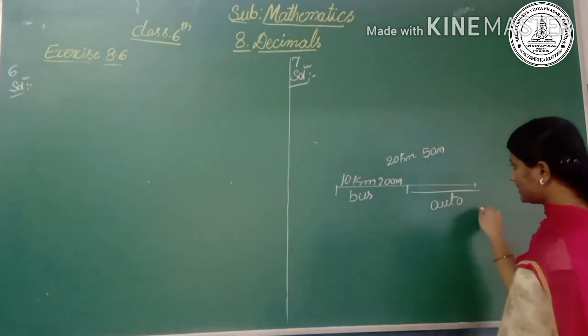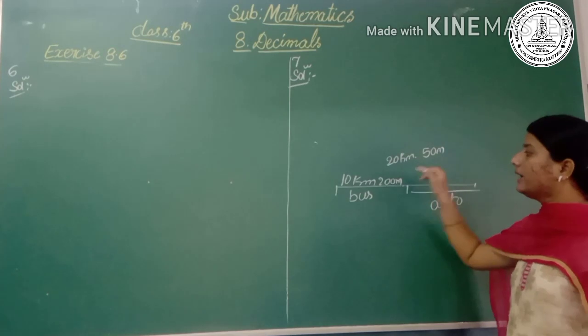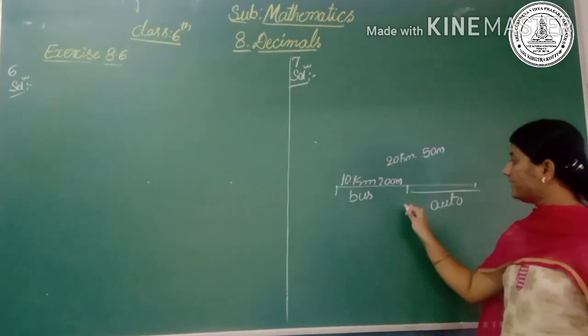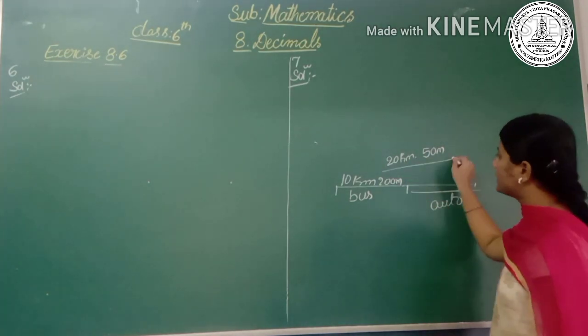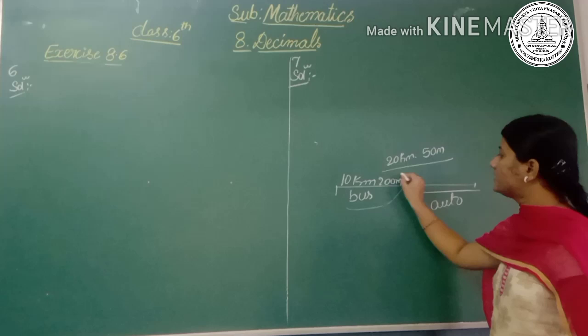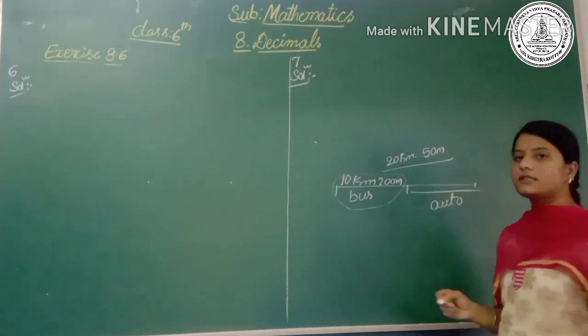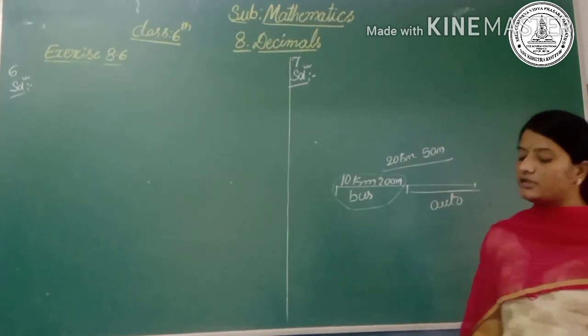So the total distance is 20 km, 50 meter, and she traveled 10 km, 200 meter by bus and the rest of the distance by auto. So how can we find out? From the total distance we have to subtract the distance traveled by bus, and then we will get the distance traveled by auto. First let us write down here.